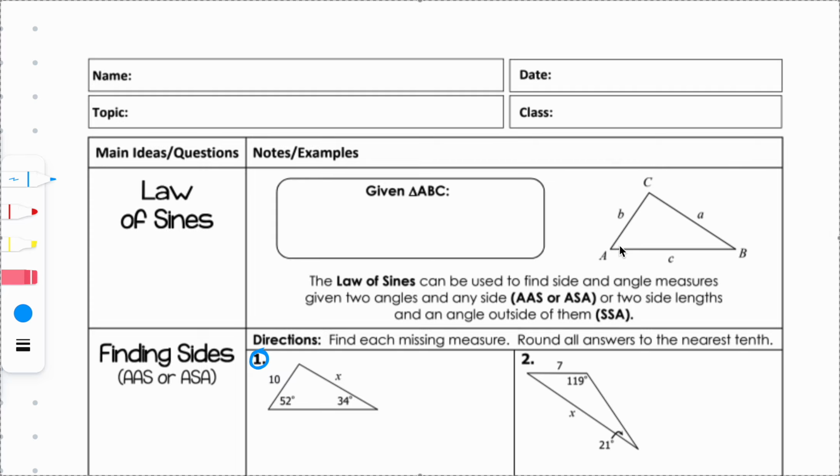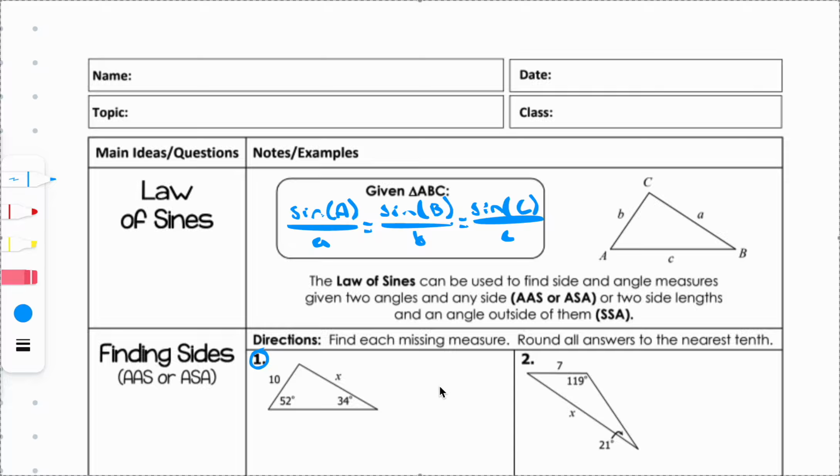So we have this triangle ABC where capital A is the angle across from side A, which is this little a, and capital B is the angle across from this little side B, and same for C. So what law of sines states is that sine of big A, of angle A, over side A is equal to sine of angle B over side B, which is also proportional to sine of angle C over side C. And so this is law of sines. All of these are proportional to one another.